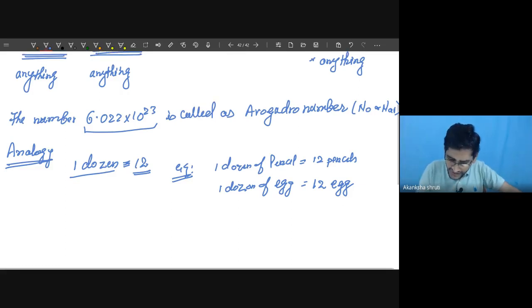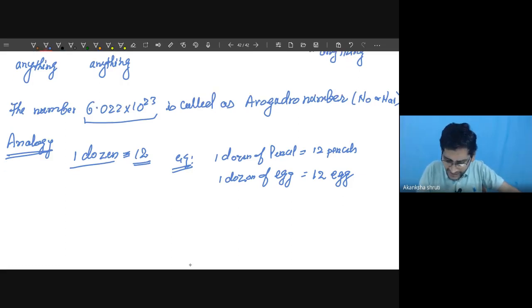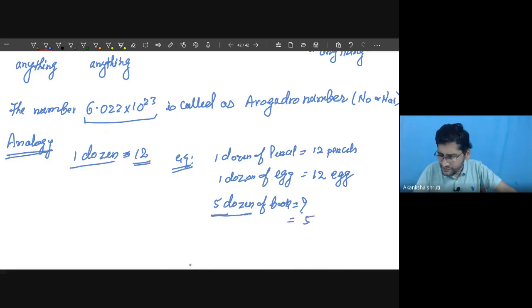Example, say student, if we are writing 5 dozen of books, it means how much books? Yes student? 60. Good. How have we obtained this? 12 multiplied by 5, this much books. So it becomes 60 books. Are you getting?